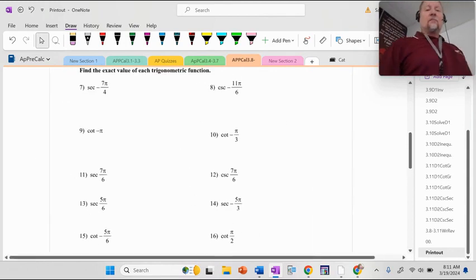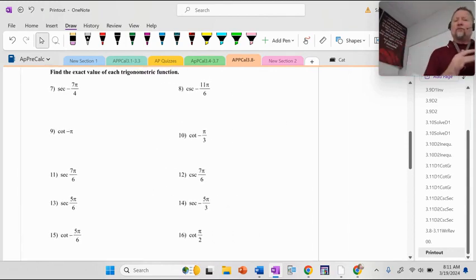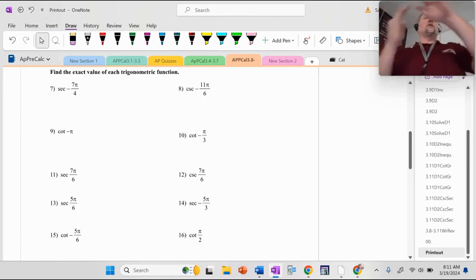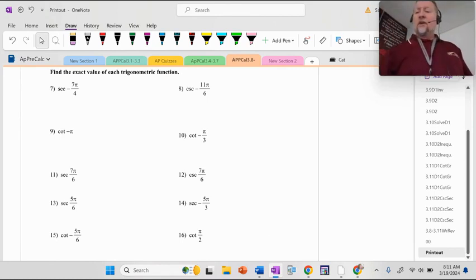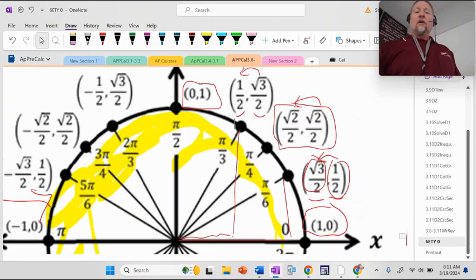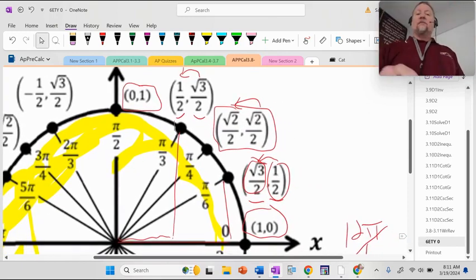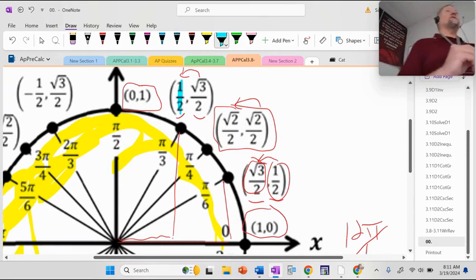We talked about secant, cosecant, and cotangent, which, if I look at the unit circle, are all just the flips of these. So secant is related to cosine. What's the flip of 1/2? What's the flip of 1/2, everyone?